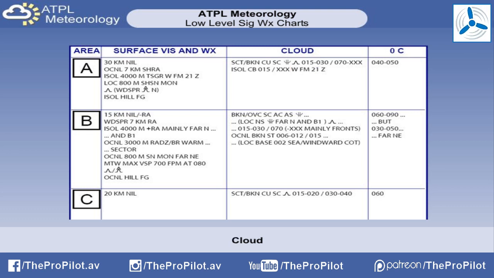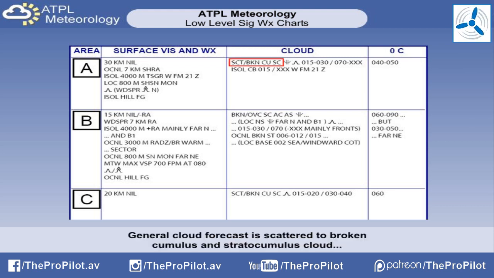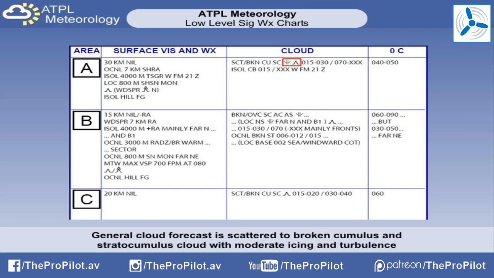Let's now fully decode the cloud information for weather area A. Generally, throughout the area, there will be scattered to broken cumulus and stratocumulus clouds. This will give rise to a risk of moderate icing and moderate turbulence within the cloud. For the icing layer, check the freezing levels for the area.